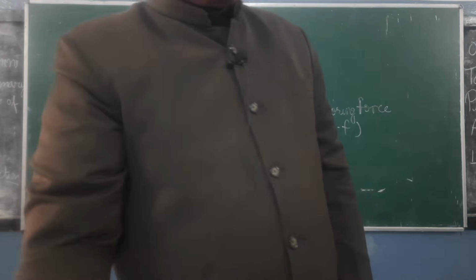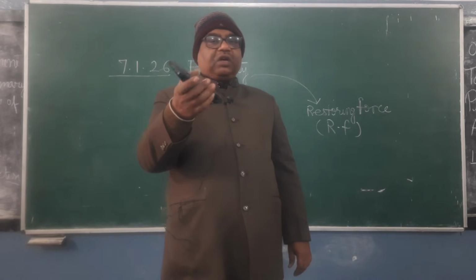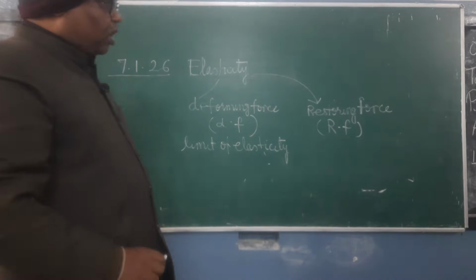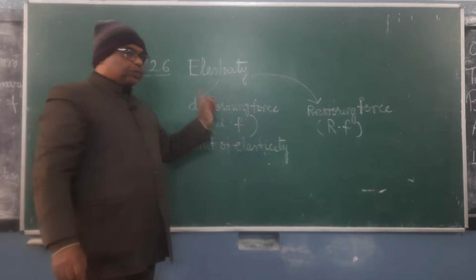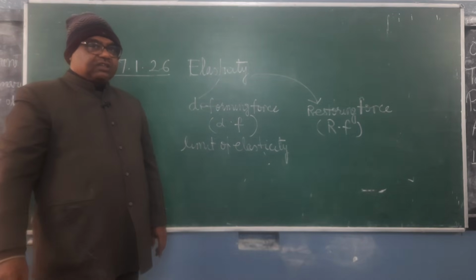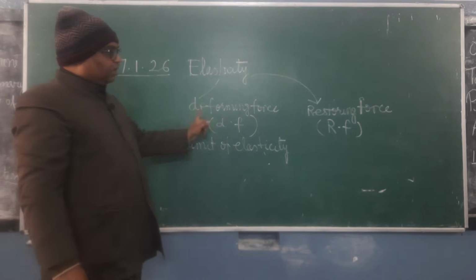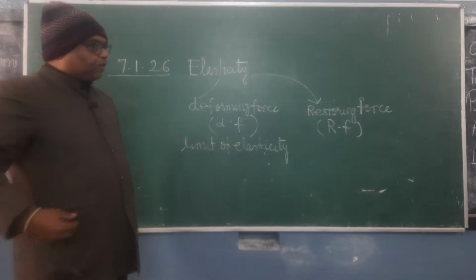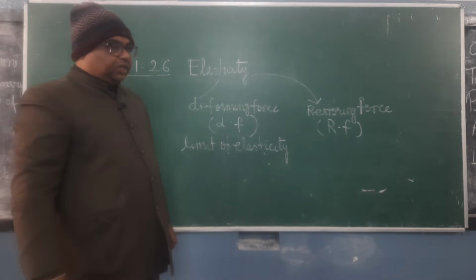Similarly here, if you apply a deforming force of high magnitude, it will be permanently deformed. So every body is elastic only up to a certain value of deforming force. That maximum value of deforming force up to which the body remains elastic is called the limit of elasticity. What is the limit of elasticity? It is that maximum value of deforming force up to which the body remains elastic.